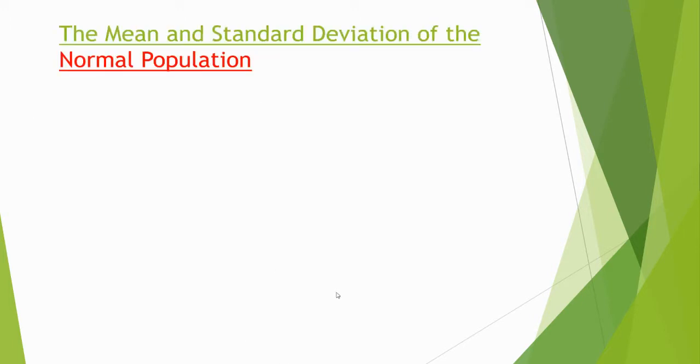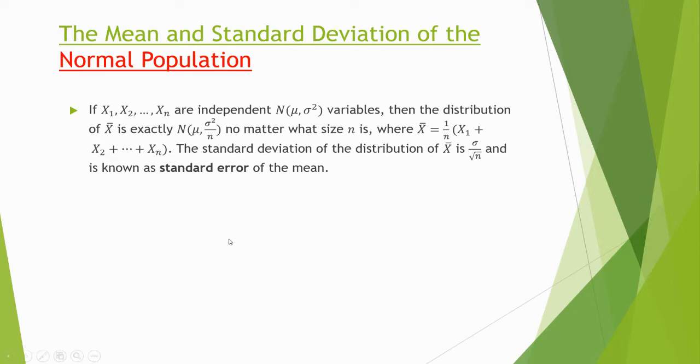Now, the mean and standard deviation for a normal population. Still remember, when you have a normally distributed population, X1, X2, up to Xn are independent, where X is distributed normal with mean mu and variance sigma squared in the bracket. Then the distribution of X bar is exactly normal with mean mu and variance sigma squared over n, no matter what the size of n is. The standard deviation of the distribution of X bar is sigma over the square root of n. If this is your population, this will be your sample, X bar.